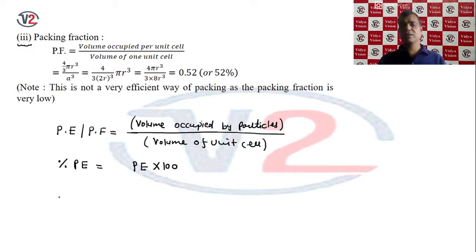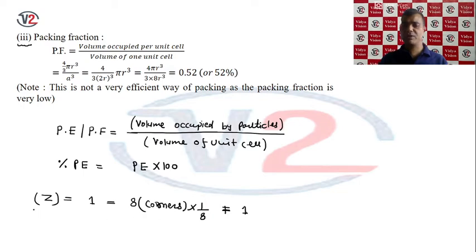In the simple cubic arrangement, the particles are present only on the corners. So the effective number of particles in one unit cell, represented by Z, is equal to 1, and we have determined how it is 1. 8 particles are present at the corners, multiplied by 1 by 8, so it is equal to 1. So the effective number of particles is 1. And what is the volume of the particle?